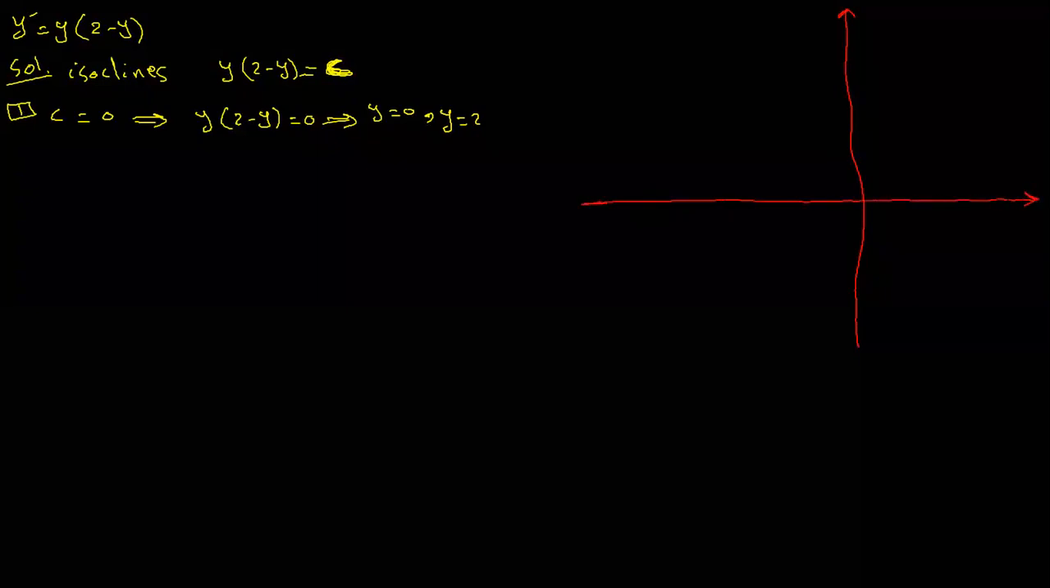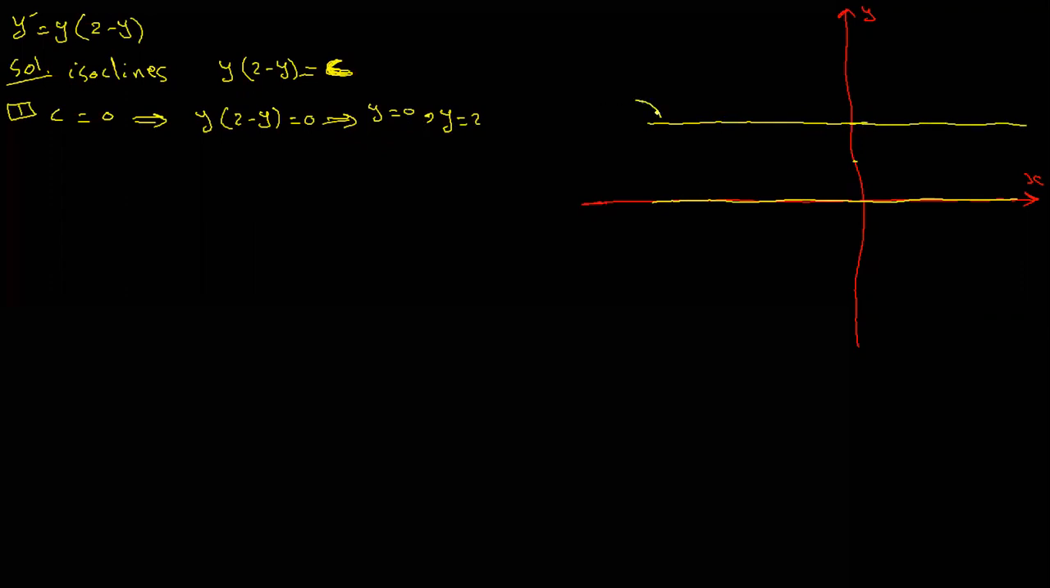This is my x-axis, and this is y. Now let me draw the two isoclines that come from C equals 0. The first isocline has the equation y equals 0. Do you know what y equals 0 is? The x-axis. So here is the first isocline. The second isocline, y equals 2, is also parallel to the x-axis. So this is my second isocline.